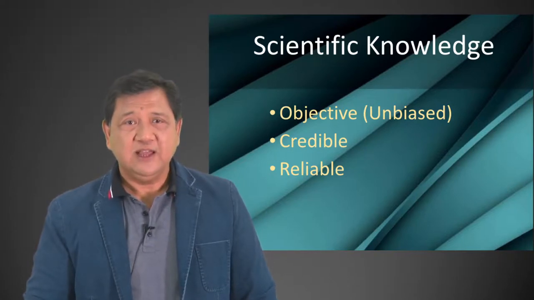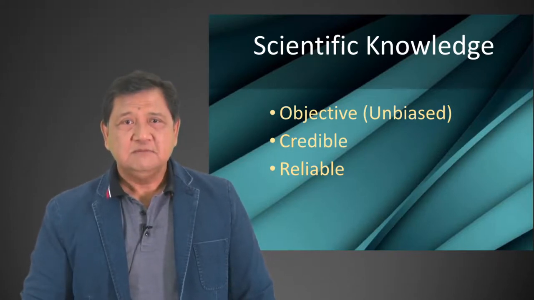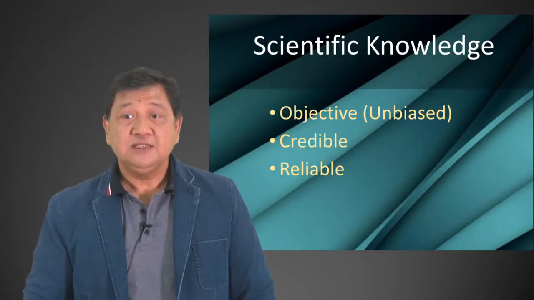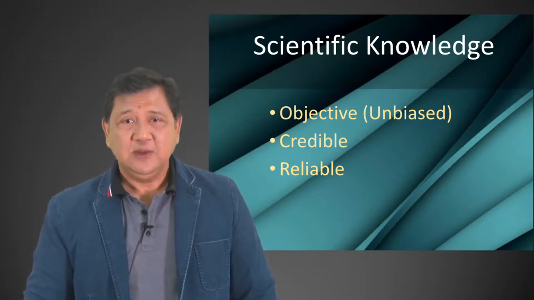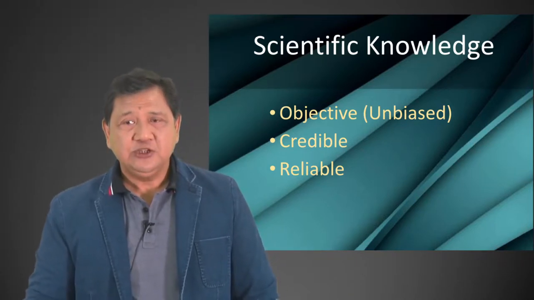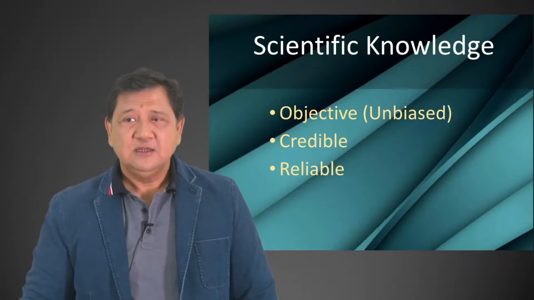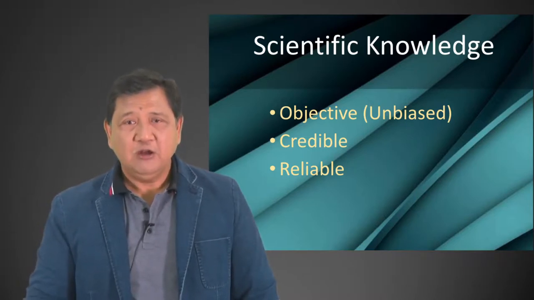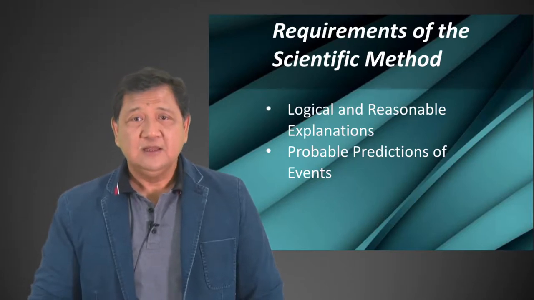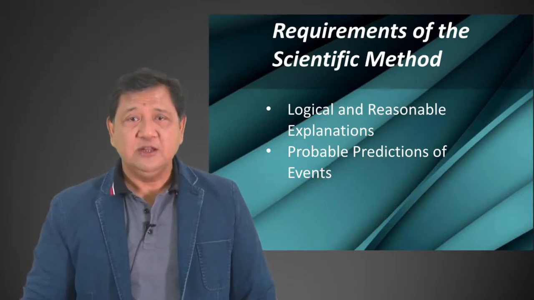Scientific knowledge is characterized by certain elements. Objectivity, that means one has to be unbiased if you are to practice science, and the products of science must be an objective or unbiased knowledge system. It must also be credible as well as reliable. These are important in the creation of scientific knowledge so that the result would provide you a logical and reasonable explanation of what you can observe, as well as provide probable predictions of events using the knowledge system.